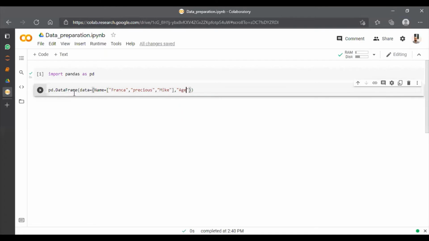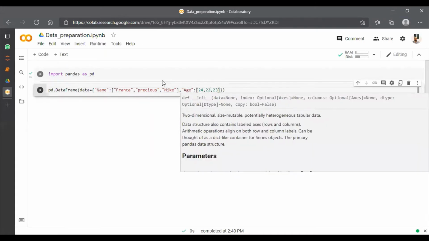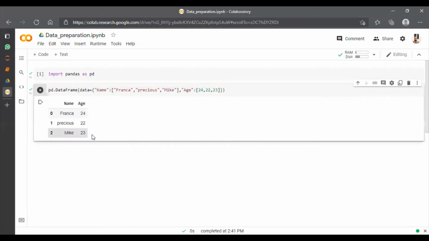So we have age as another attribute in the data set. Age. Let me use this one as strings. This should be strings. So a dictionary like this. So we have 24, 22, and 23. And this is a particular data frame. So look at the data frame.